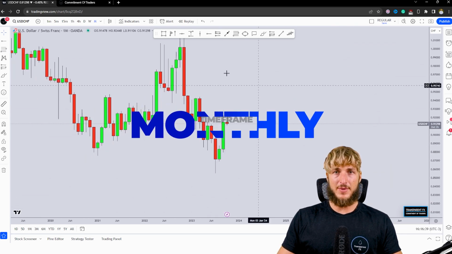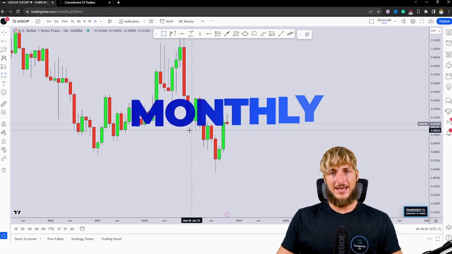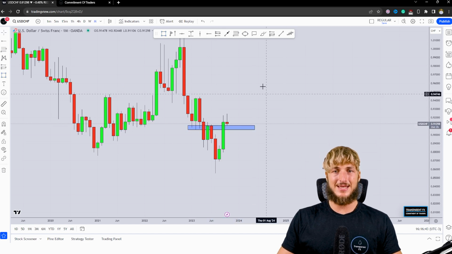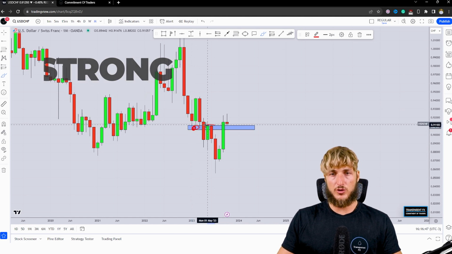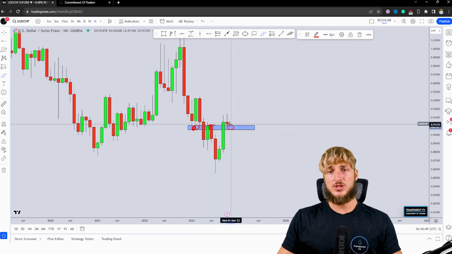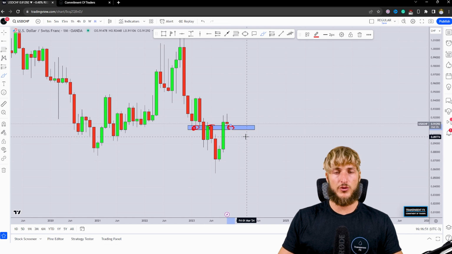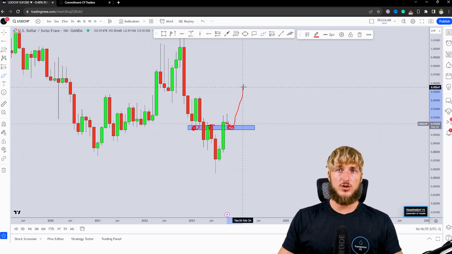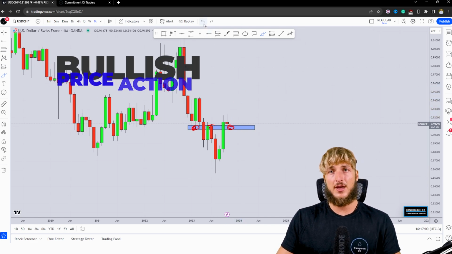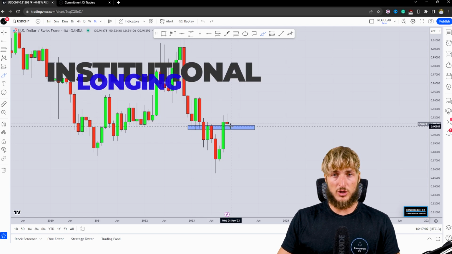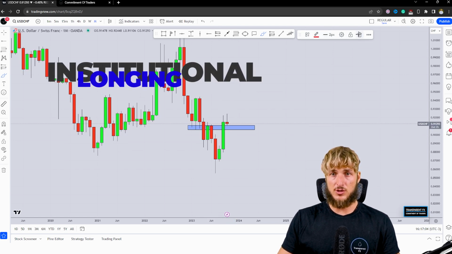Now, starting from the monthly time frame, what we can see is that we have a market which at the moment is testing a quite significant level of previous monthly support, which was turned resistance here, which is now once again acting as support. As the market is testing a quite significant support zone, we could expect a potential reversal to the upside away from this area, fueled by some institutional longing going on inside of the zone.